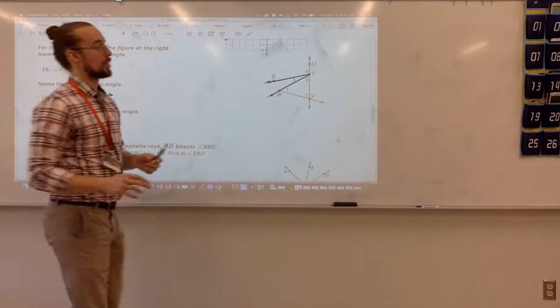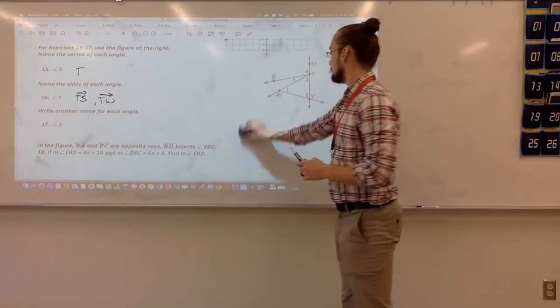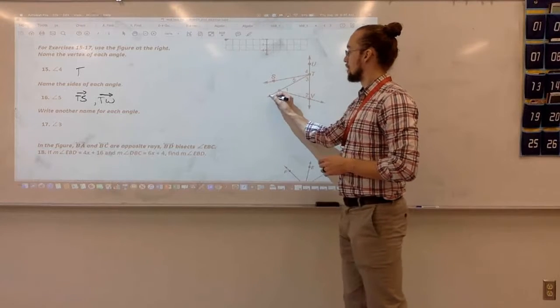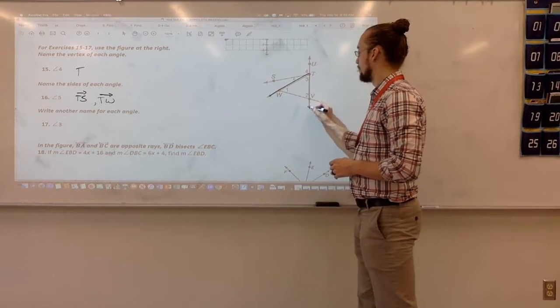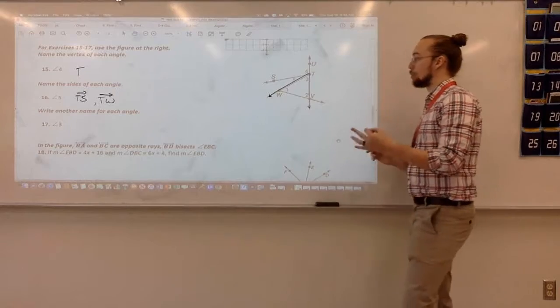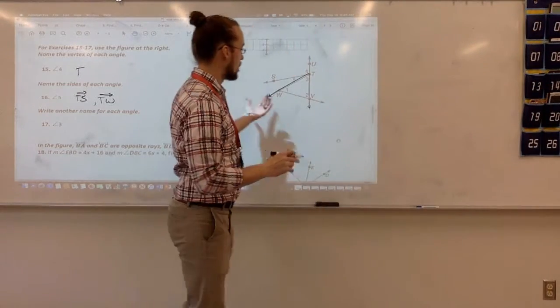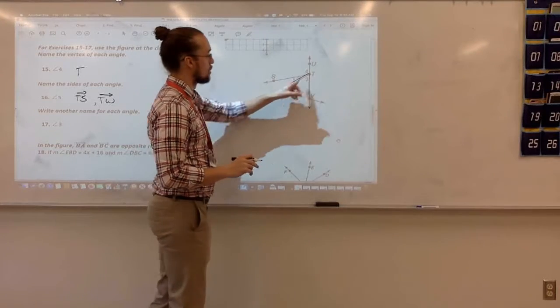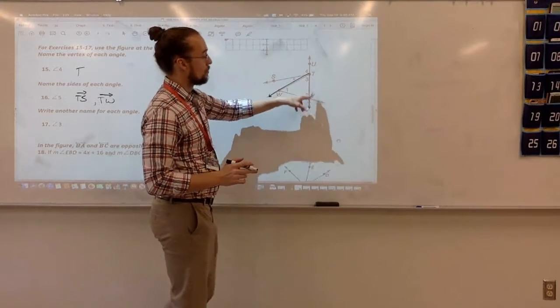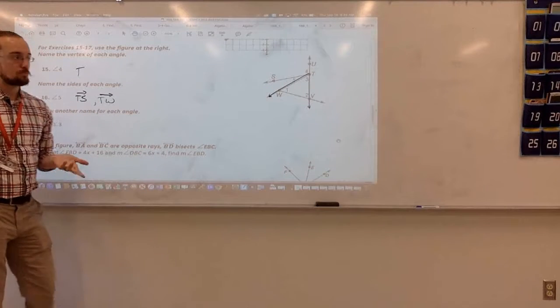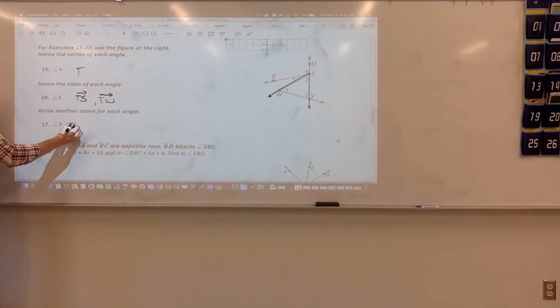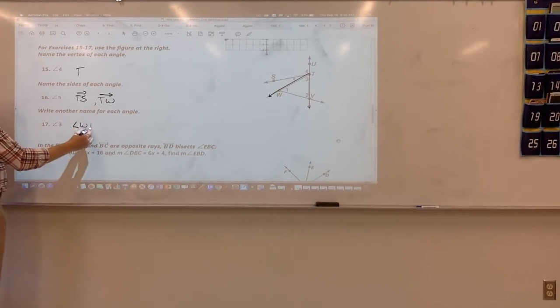So this time we're looking at angle 3. That would be this angle right here. Now remember, when we're naming an angle, we use 3 points and we put the vertex in the middle. So if I want to name this angle, I could call it angle WTV or VTW. Those are really the only two options. And we do need to put that angle symbol in front.